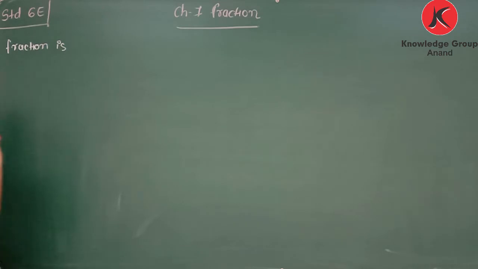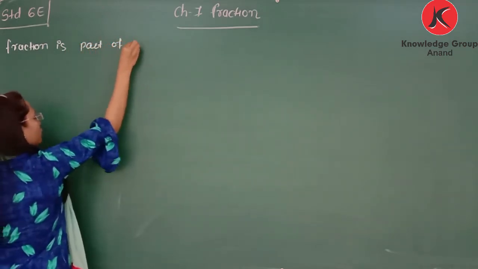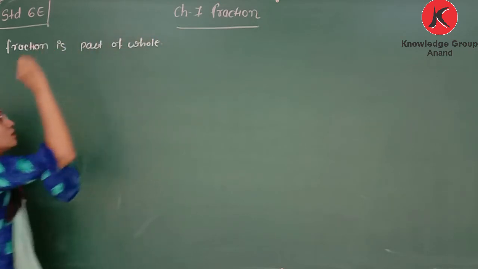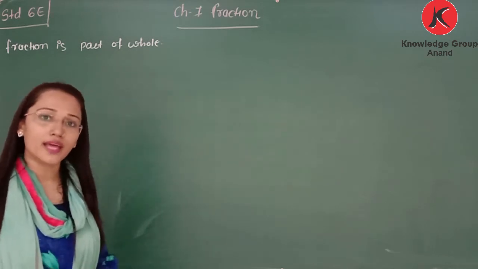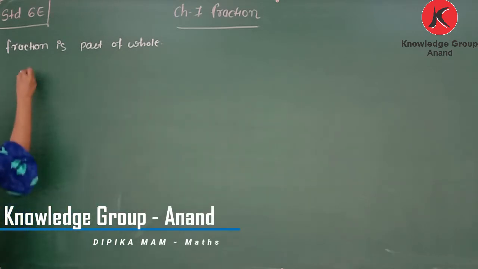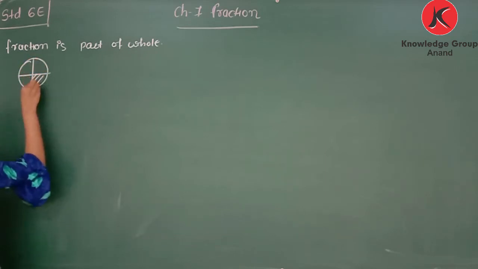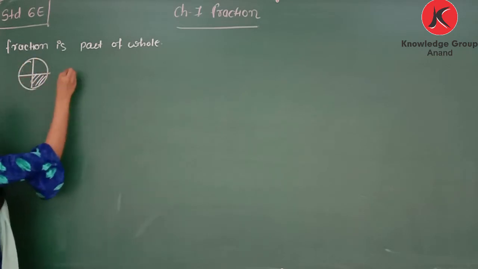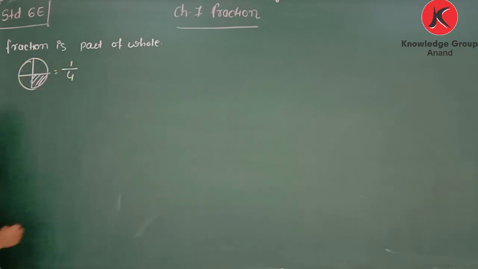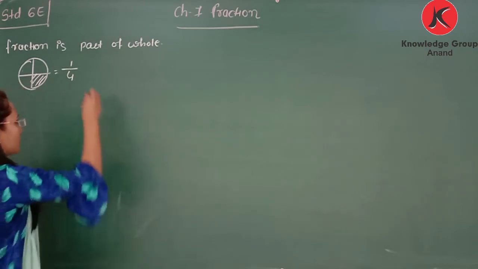You need to write this definition in your notebook also. So fraction is part of a whole. If the whole thing is divided into equal parts, then we get a fraction. If we have a circle and we divide it into 4 equal parts, and we write what part is shaded, here from the 4 parts, 1 part is shaded, so it is represented as 1 by 4. It means the condition is that the whole thing must be divided into equal parts.